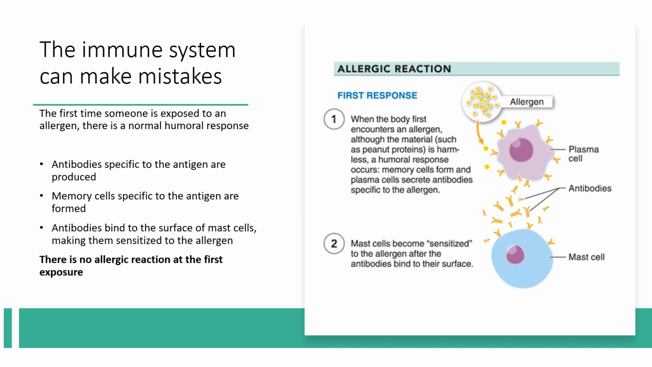The first time someone is exposed to an allergen, the body has a normal humoral response, and there is no allergic reaction. This is because the body doesn't yet have antibodies to that allergen. However, during that first exposure, the immune system may develop antibodies specific to that antigen and form memory cells. The antibodies bind to the surface of mast cells, making them sensitive to the allergen. Then, when the person is exposed a second time, the body is primed for an allergic response.